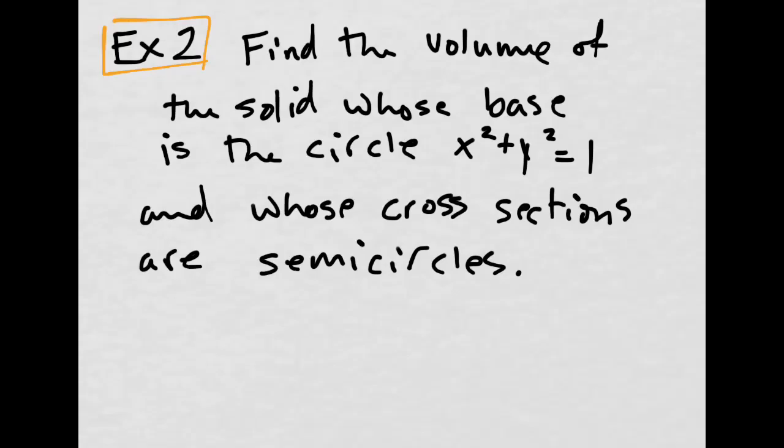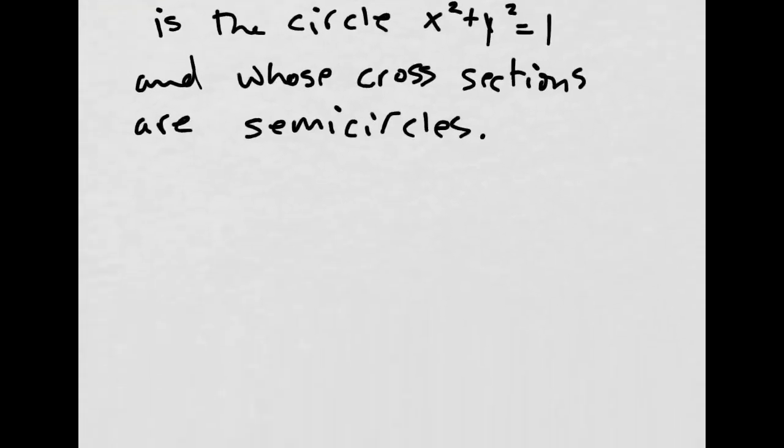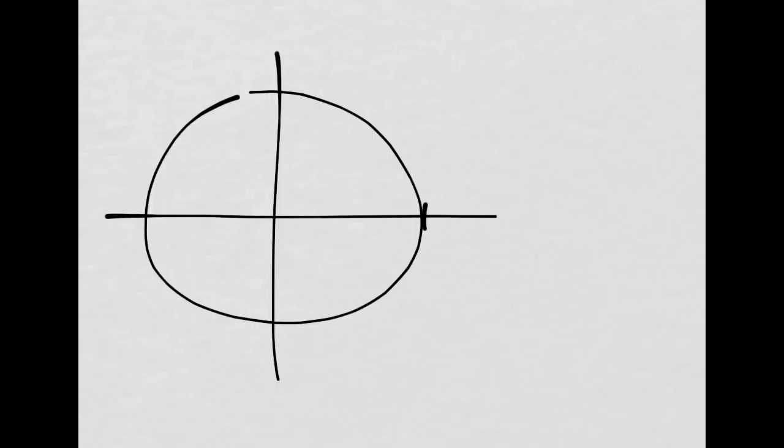So the first thing that we'll do is graph the base. What's the base here? What does it look like? A circle with center at 0, 0 and radius of 1. The radius is just the square root of that. So we'll graph that first. We know it goes from -1 to 1. That's 1. That's -1. Because the radius is 1. Are we okay with that?